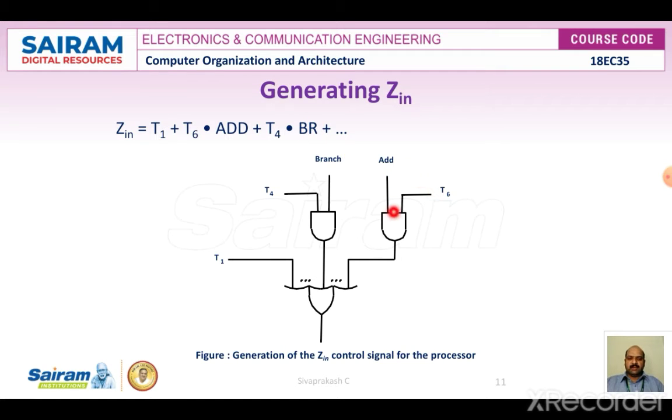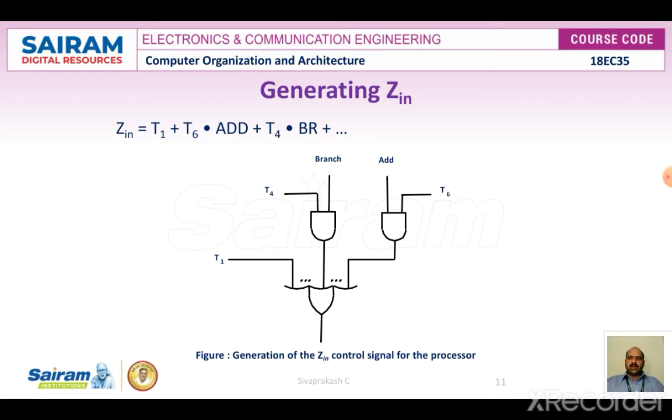T6 add will be given to an AND gate, and branch into T4 is going to be given to another AND gate. The outcome of these two AND gates, along with the T1 input, is going to be combined in an OR gate, which is going to produce an outcome as Zin. This is going to be the generation of the Zin input control signal from this particular diagram.